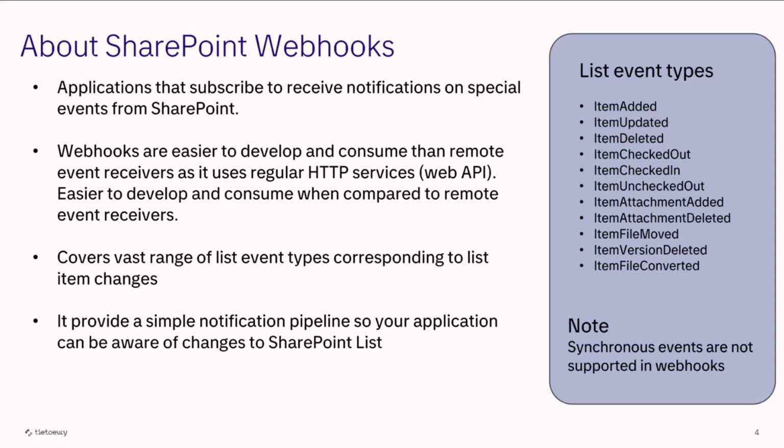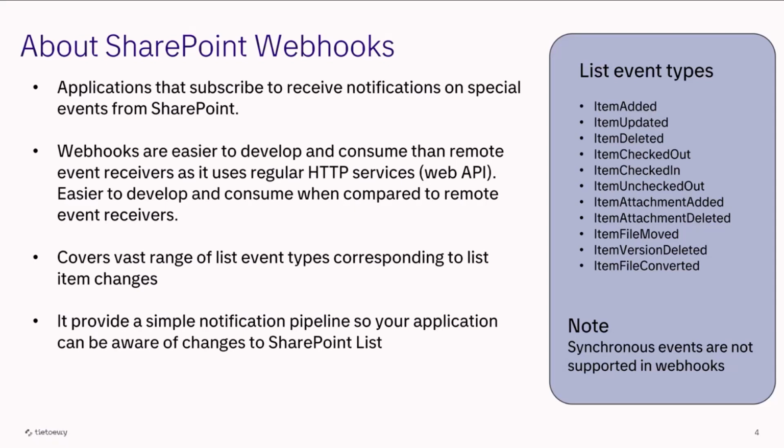List webhooks cover a vast range of list events corresponding to list item changes. The list event types are listed on the right hand side of the screen. These include item added, updated, deleted, checked out, checked in, unchecked out, file moved, version deleted, etc.